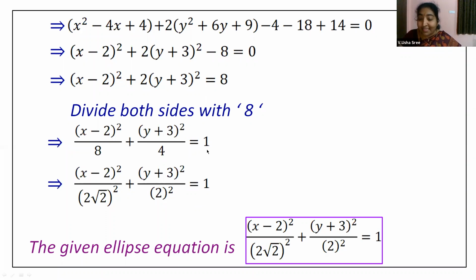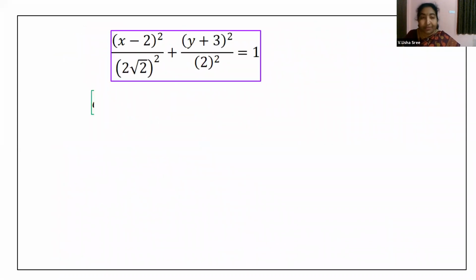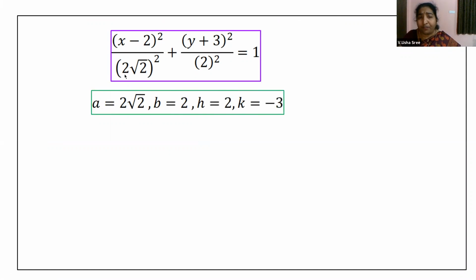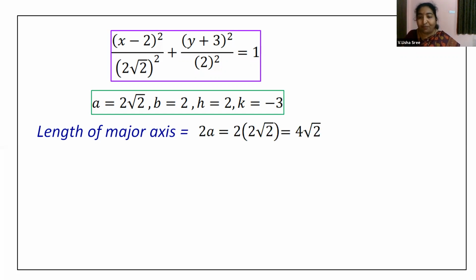That means the center of the given ellipse is not (0, 0). Its center is other than the origin, isn't it? Here the center is (2, minus 3). H, k is taking the value (2, minus 3). So here the value of A is 2 root 2, B is 2, H is 2 and K will be minus 3. Having known these values, children, we will write the length of the major axis. What is the length of the major axis? It is 2A. That means 2 into 2 root 2, which is nothing but 4 root 2.